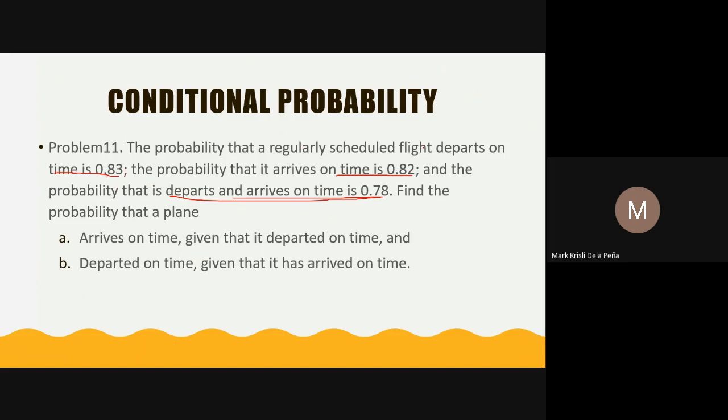Let's denote that the flight departs on time as event D, and that the flight arrives on time as event A, for arrive. So the probability of D is 0.83 and the probability of A is 0.82. And it is said that the plane departs and arrives on time. Since this uses the word and, this is the intersection of the two.